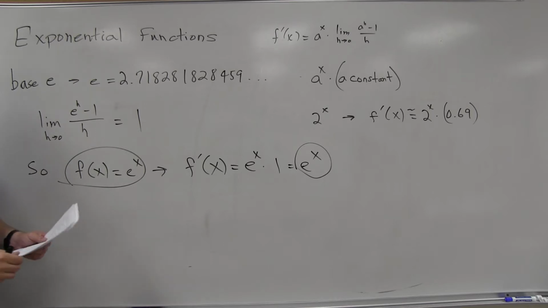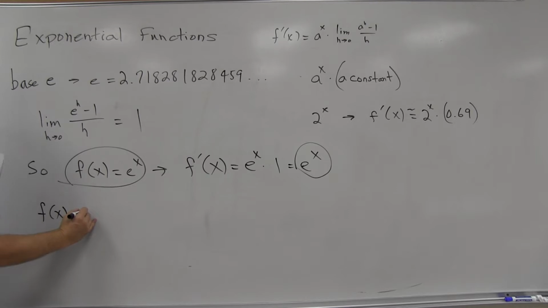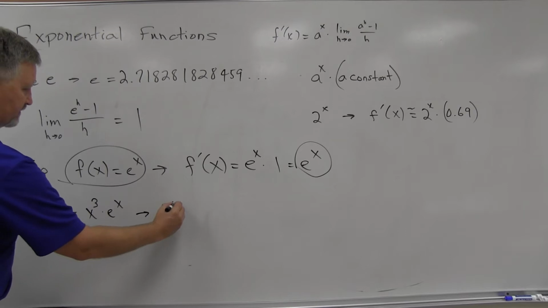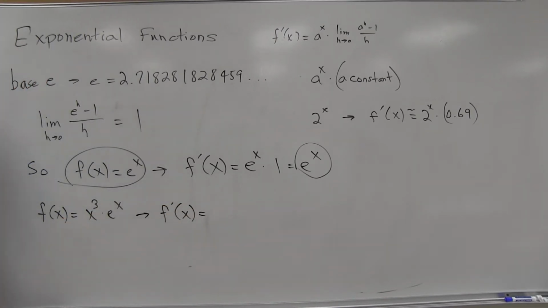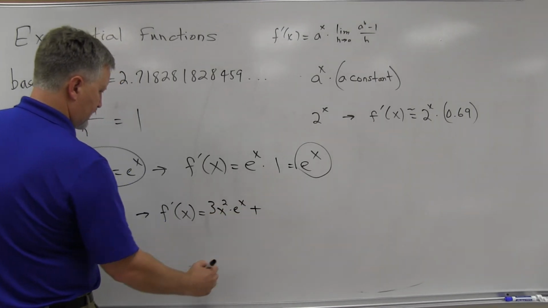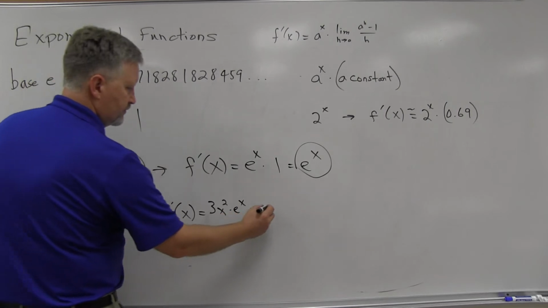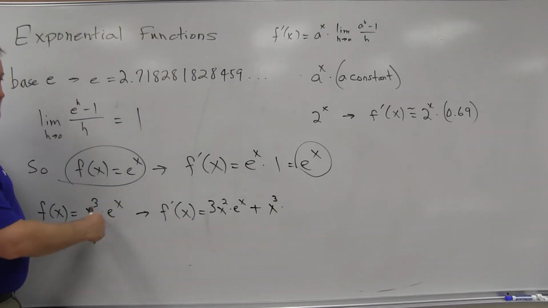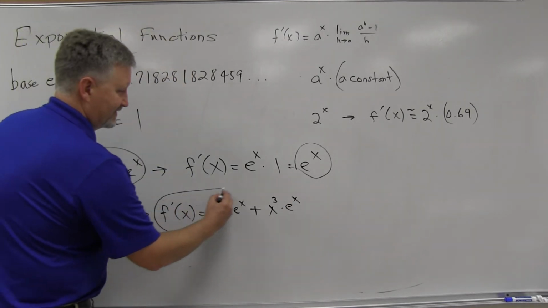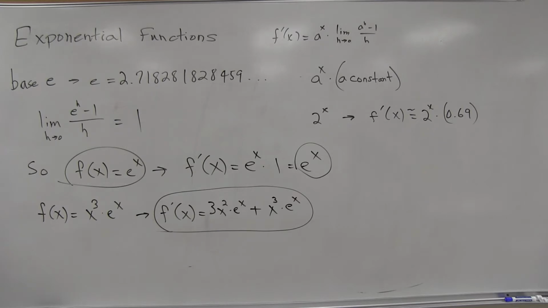So they have some of these in this section here. Okay, so what about f of x equals x cubed times e to the x? Well, for the derivative, you've got the product rule: 3x squared times e to the x, plus x cubed times the derivative of e to the x, but the derivative of e to the x is e to the x. So you run into stuff like that.